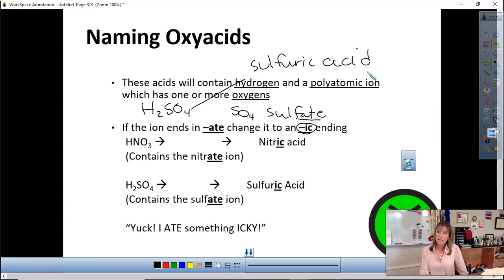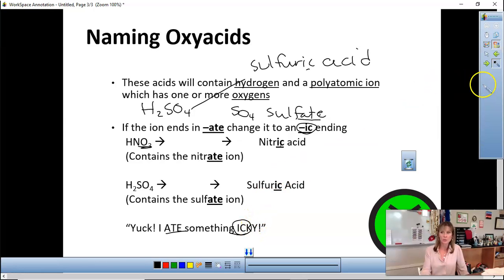No hydro. And since the polyatomic ends in ATE, you change the ending to IC. Here, HNO3, NO3 is nitrate. Nitrate gets changed into nitric, so this is nitric acid. Okay, it's an oxyacid, so it doesn't get the prefix hydro. H2SO4, SO4 is sulfate. This becomes sulfuric acid, because it has the sulfate ion. ATE becomes IC. So the way you remember that is I ate something icky. ATE turns into IC. I ate something icky. So try that to remember those.